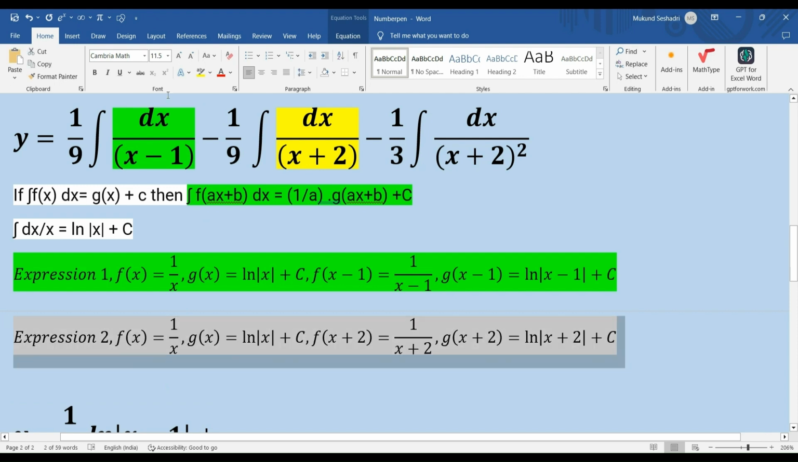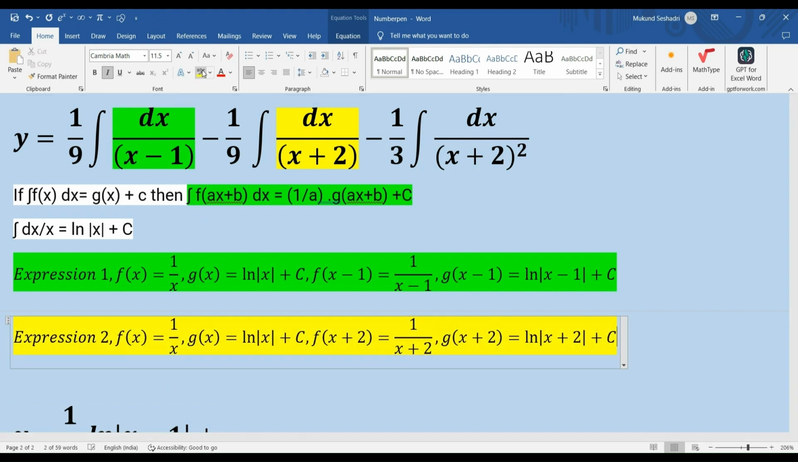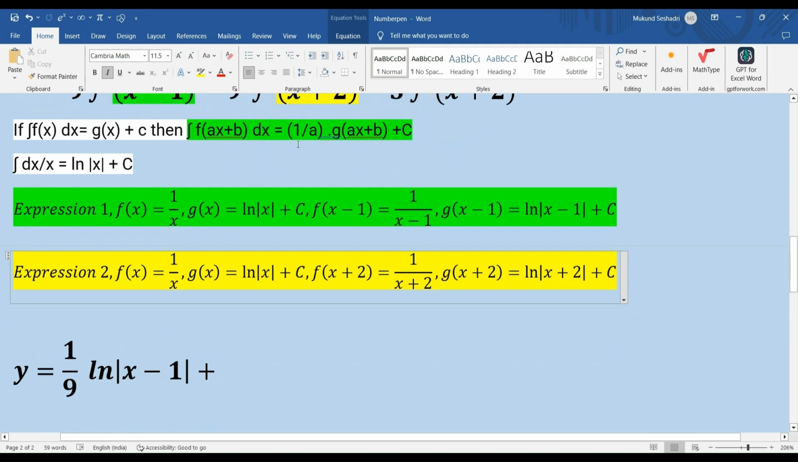And then I'm going to be using what I worked out in the expression 2 here. My f of x is the same, which is 1 by x. My g of x is ln of mod x plus c. And my f of ax plus b is f of x plus 2, which is 1 by x plus 2. And my g of ax plus b, which is g of x plus 2, is ln of mod x plus 2, right?